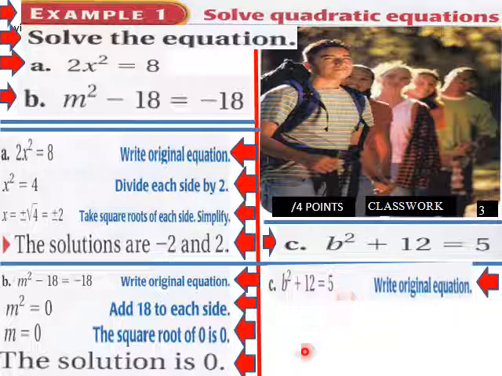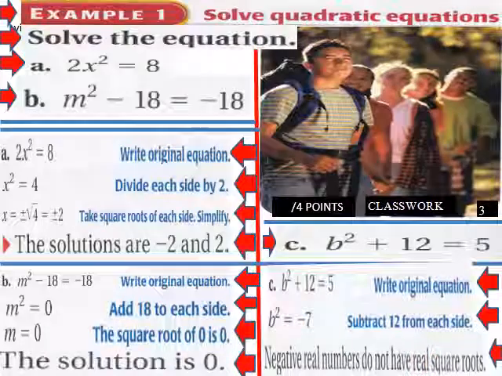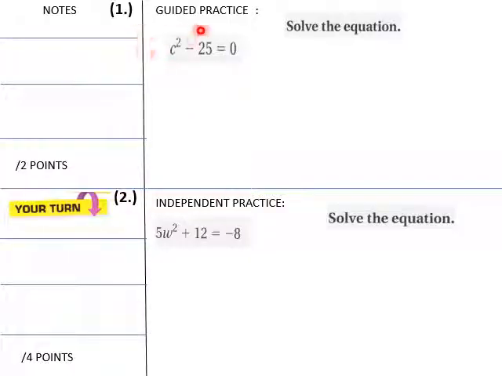C, here, we move our 5 over to the other side. Then b squared, well, the way they do it, they move our 12 over here, so now we have negative 7. b squared equals negative 7. Negative real numbers do not have real square roots, so there's no solution for C. Okay, guided practice. Use square roots to solve this. Students, pay attention so you can solve yours.